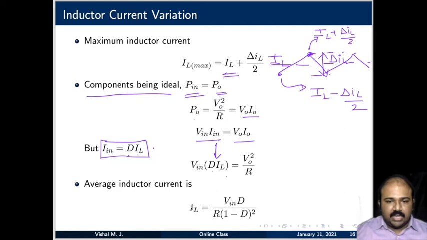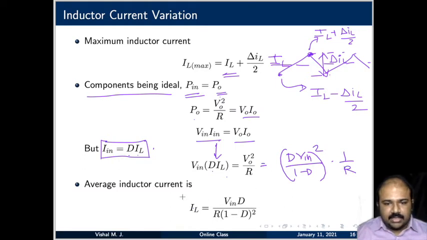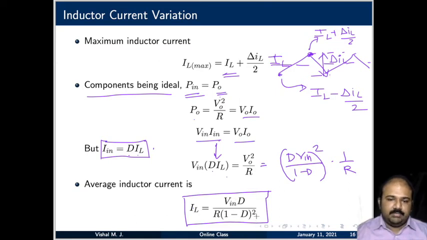From that, we take out IL. So, V0 is what? D V in by 1 minus D the whole square into 1 by R. If you expand, you will get the average inductor current as V in into D by R into 1 minus D the whole square. So, this is the average inductor current.